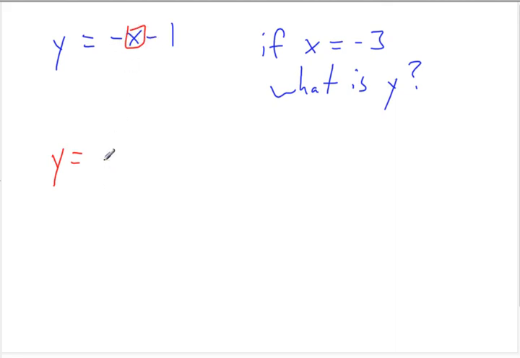So what is the opposite of -3? And so that could get tricky because x itself is -3, but -x, or the opposite of x, is going to be 3. And you can see that happening with the double negative there. So it's just 3 minus 1. And so y is going to equal 2.